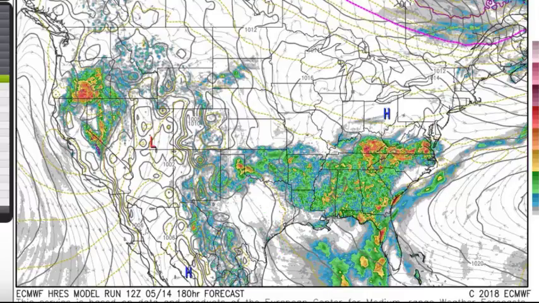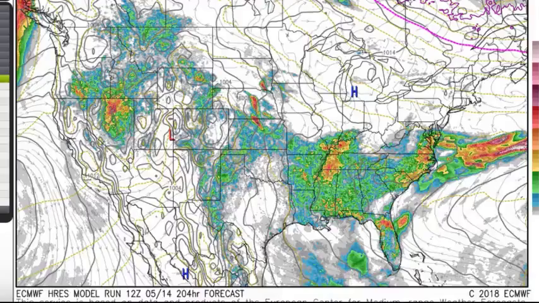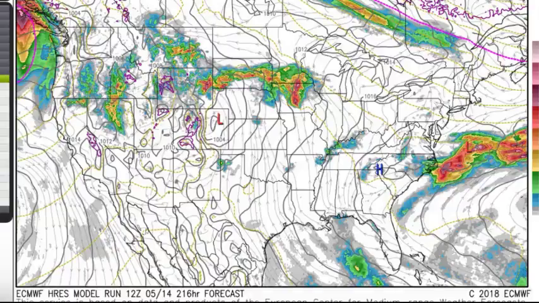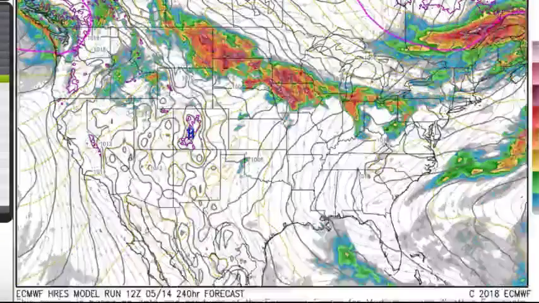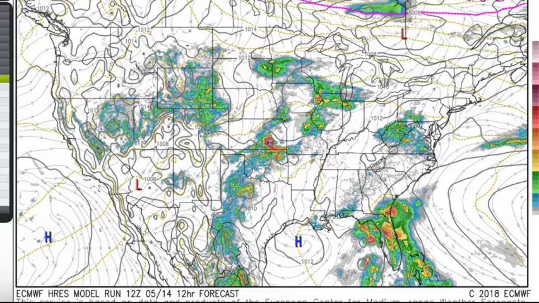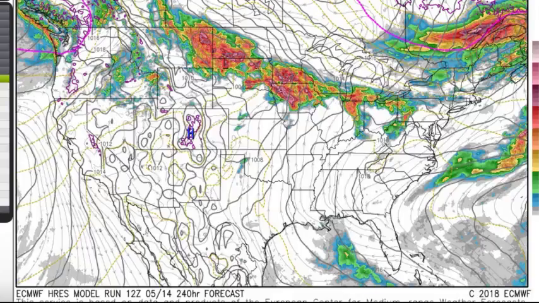Let's look for the next big change. Looks like a warm front activity up there in the northern plains. And next big change, that's it right there. Yeah, that's the last frame there, 240 hours. And that's all I got here. Actually, no, I've got one other thing here.